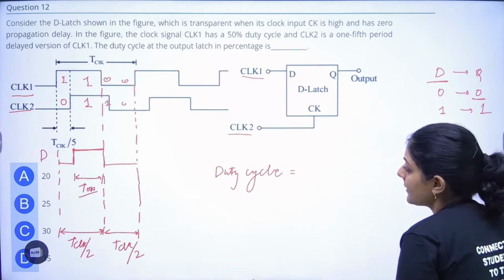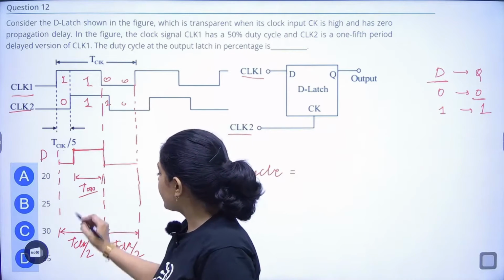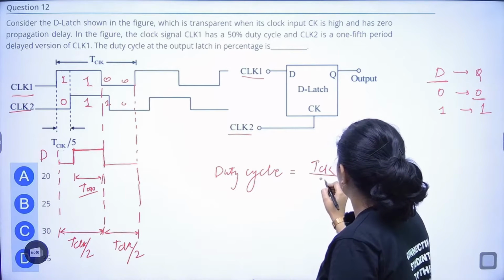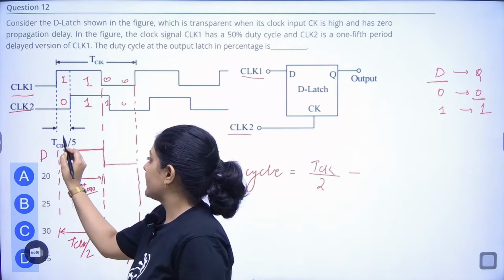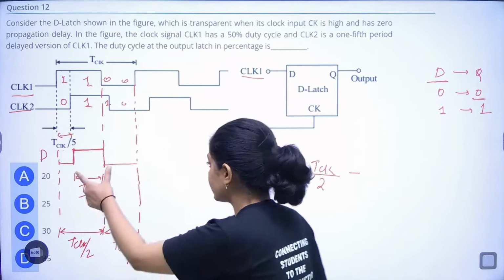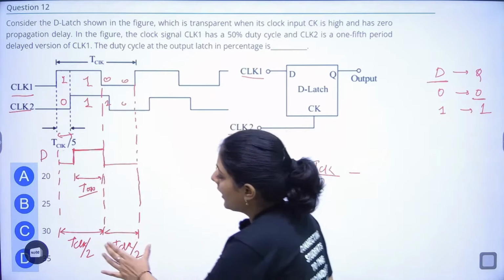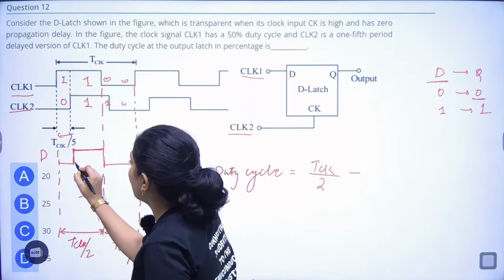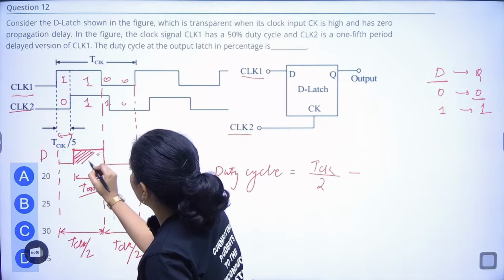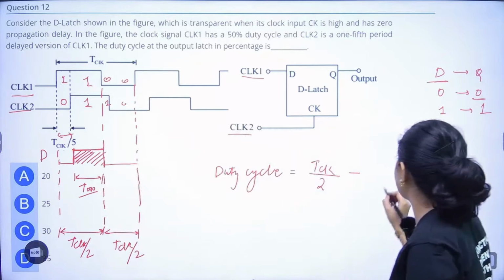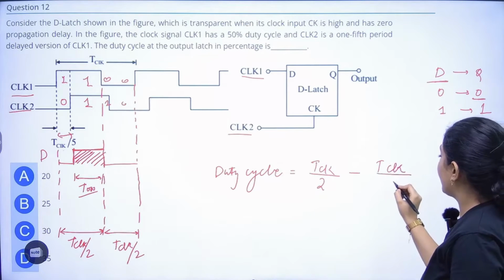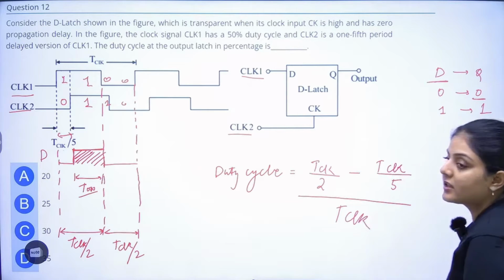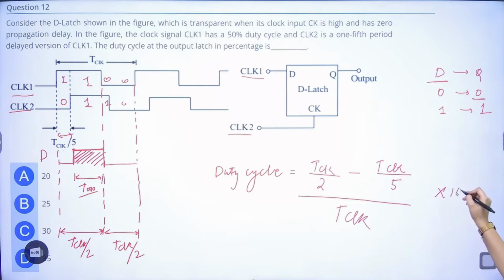So duty cycle is, this is half cycle, half clock cycle, T clock by 2, and for this amount of time interval it is off. So it is on for T clock by 2 minus T clock by 5. I will find out the time where it is on, minus T clock by 5, divided by the total clock. Right, this is going to give us the duty cycle percentage.